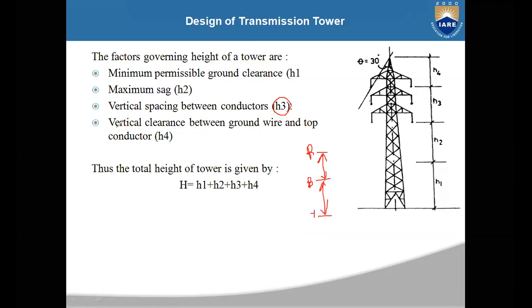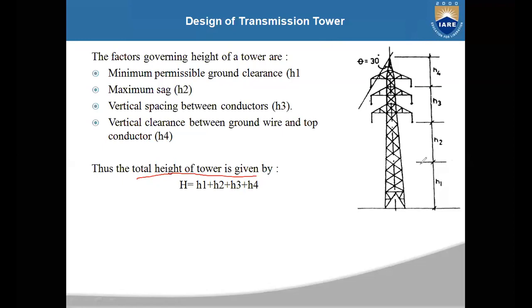Okay, so then the vertical clearance between the ground wire and the top of the conductor. You will be having one ground wire at the top of the tower. So between the ground wire and your top conductor, what is the height you have to place? You cannot place this ground conductor very near to this line conductor. There should be some gap between this ground conductor and your top conductor. Let it be called H4. So now the total height of the tower is the sum of all these four, right?